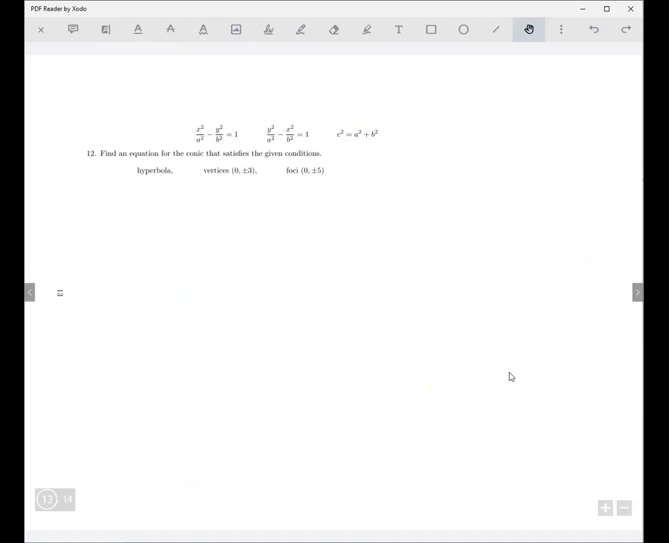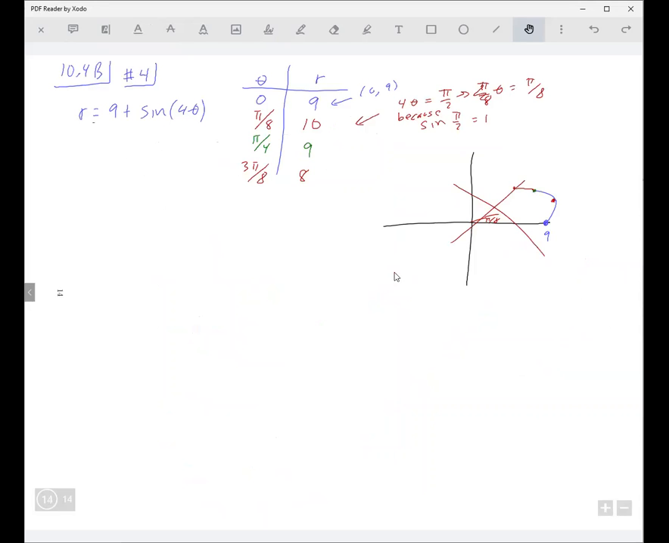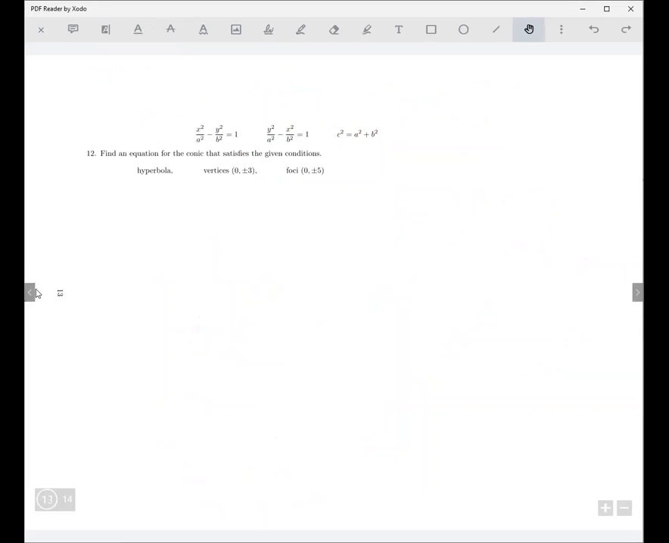Okay, let's do number 12. Is that the last one? Yeah, number 12 is the last one. So one more to go. Find an equation for the conic section that satisfies the given conditions. So you want a hyperbola, vertices at 0 plus or minus 3, and foci at 0 plus or minus 5.